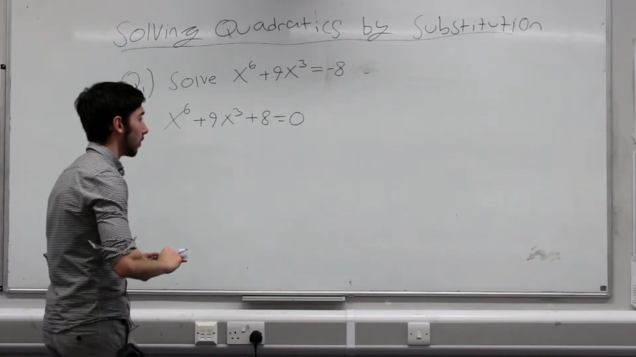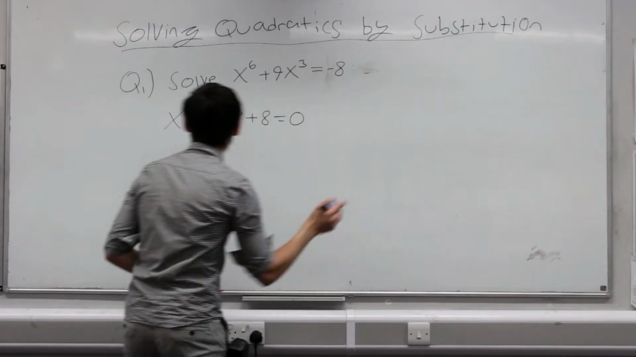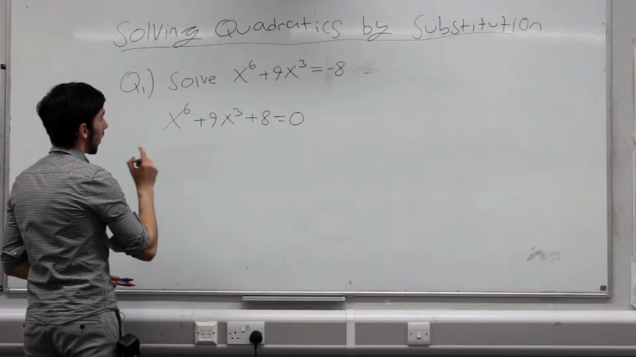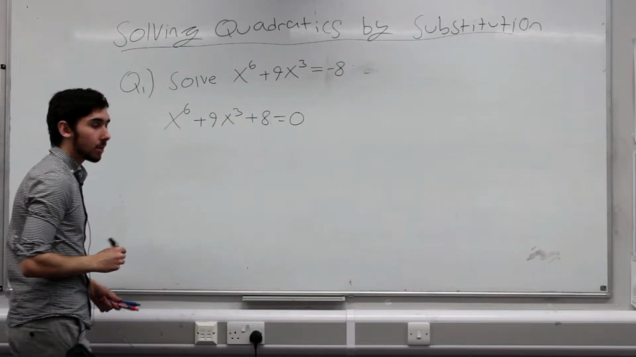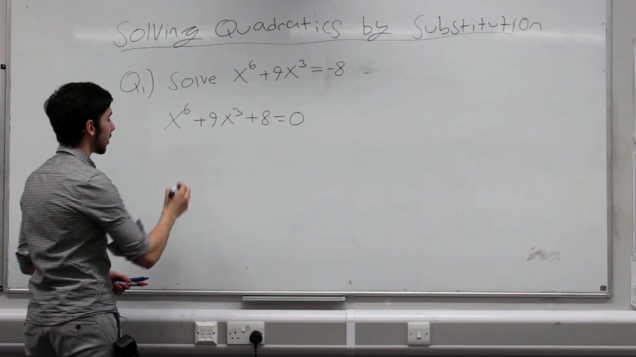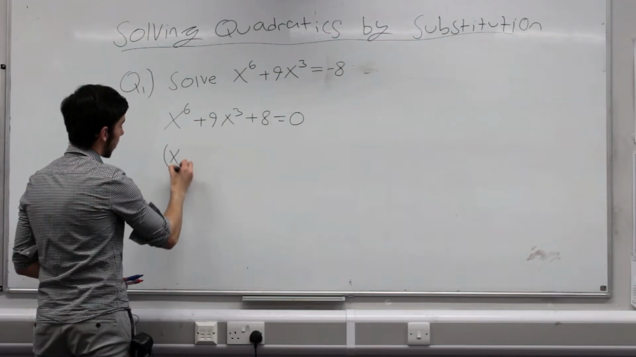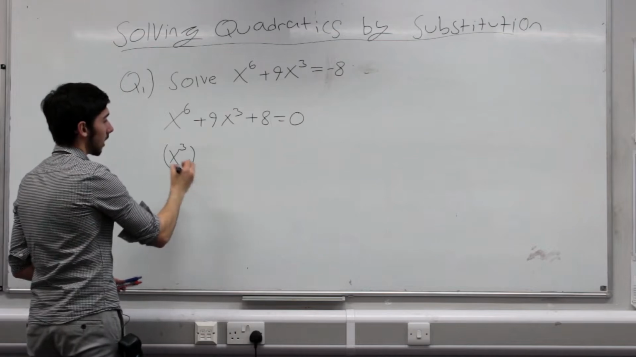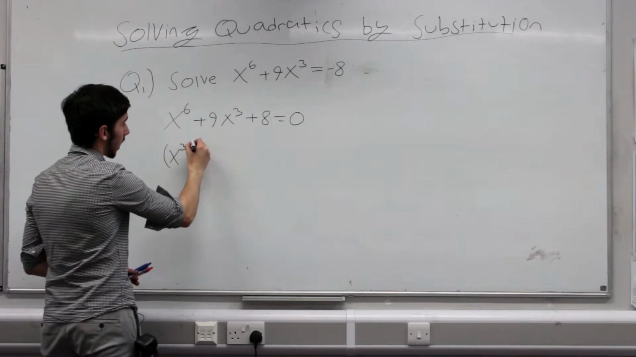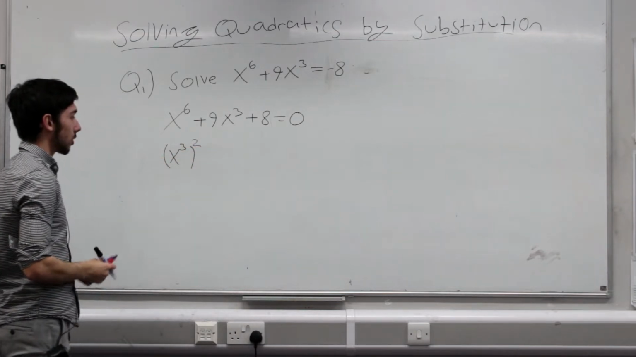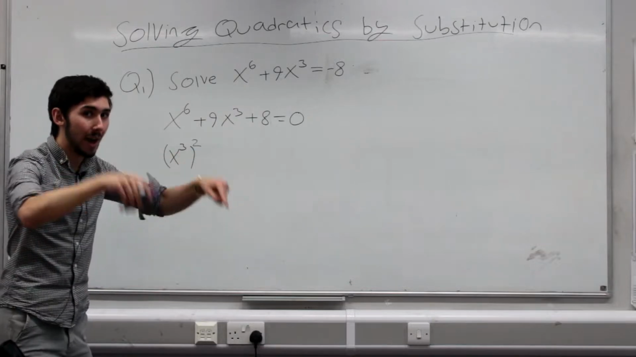What is a substitution? Well, actually I'll do this first. What is x to the 6? Well, there's lots and lots of ways that you can write x to the power of 6. One of them is x cubed, all in brackets, and then squared. So x cubed and then square that.